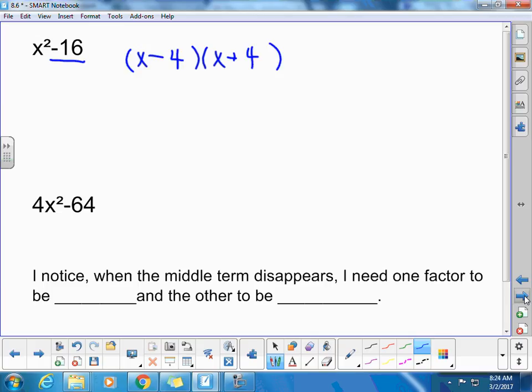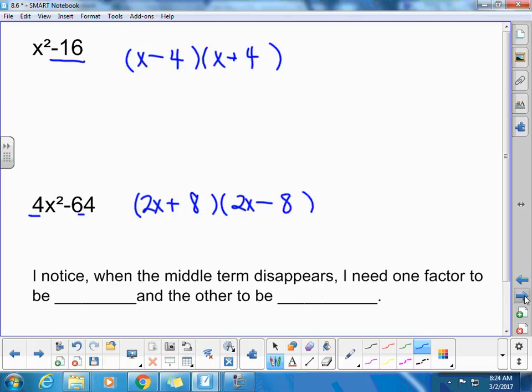Here we have a number in front of x squared, but it's okay because it is a perfect square and another perfect square. We have no middle terms again, so I know we have to have two sets. One is a plus and one is a minus. Doesn't matter which way you write it, if you write the plus first or the minus first. Square root of 4x squared is 2x. And minus 64, so square root of 64 is 8.